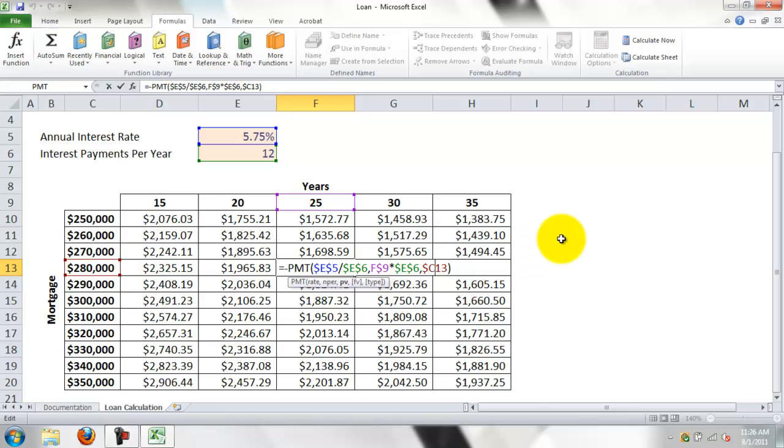So using those absolute and mixed references is absolutely essential when I'm working with this kind of a function. So I hit enter, or I could have hit escape to get out of that. And now I've got this beautiful chart that shows me what my different mortgage payments would be based on a different amount of years and different amount of original mortgage amounts. So I hope that you found this helpful.